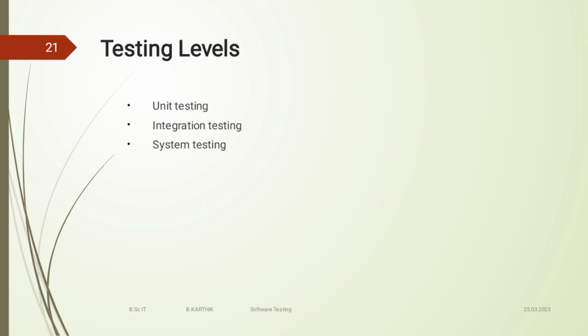The third one is system testing. In this method, your software is compiled as a whole and then tested as a whole. This testing strategy checks the functionality, security, portability, amongst others.